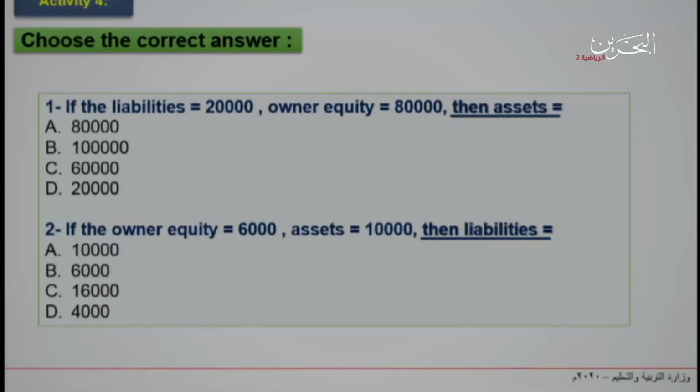Moving to another activity, my dear student, let us read the first one. If the liability is 20,000 and the owner equity is 80,000, then how much will be the assets? The second, if the owner equity is 6,000 and the assets is 10,000, how much will be the liability? Take a few minutes to think about it.